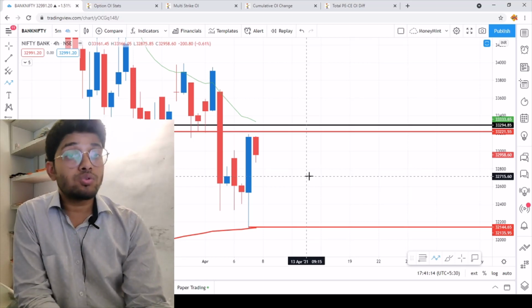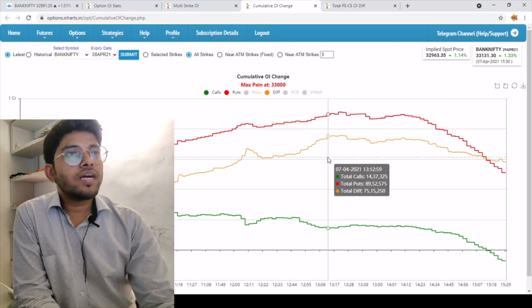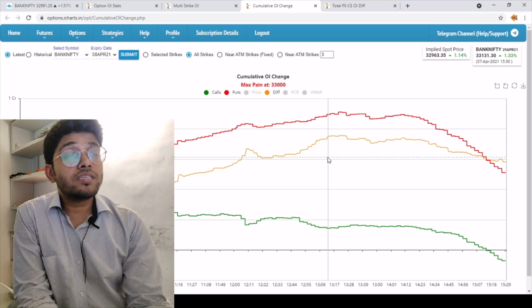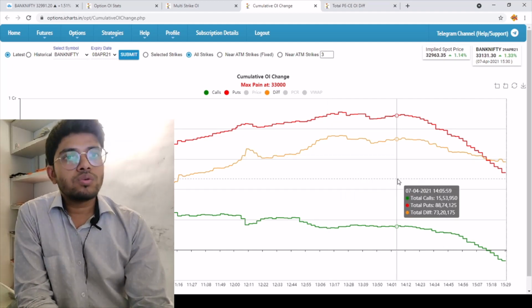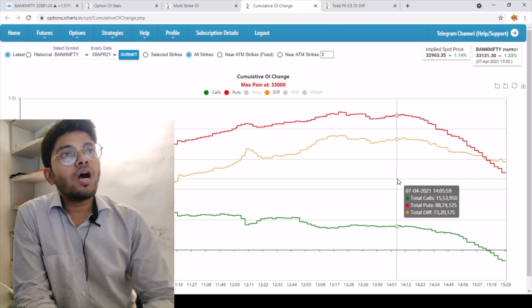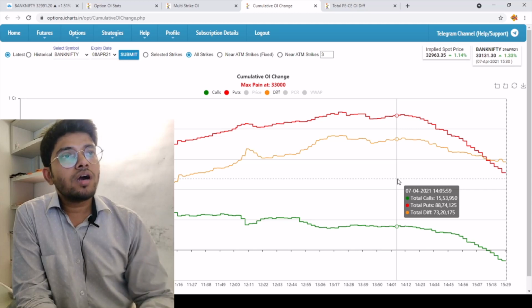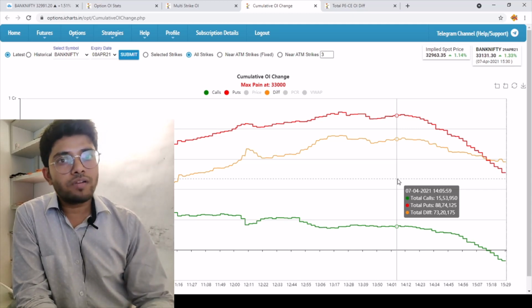Now if we look at the cumulative OIs, we see that the puts are very much in the lead, and this should be expected for tomorrow also. So any sort of short covering can be a possibility for tomorrow if Bank Nifty breaks 33,000 and stays afloat above it for a considerable amount of time, more than 1 hour.